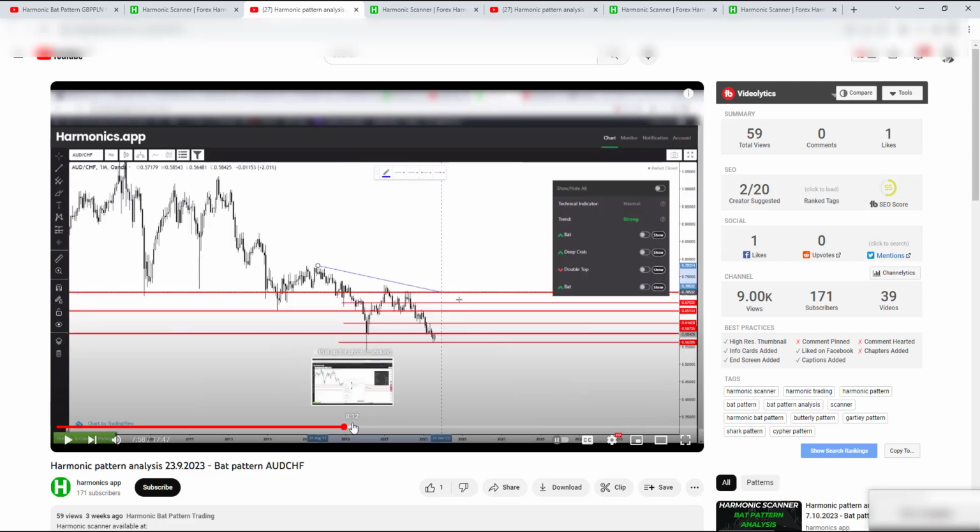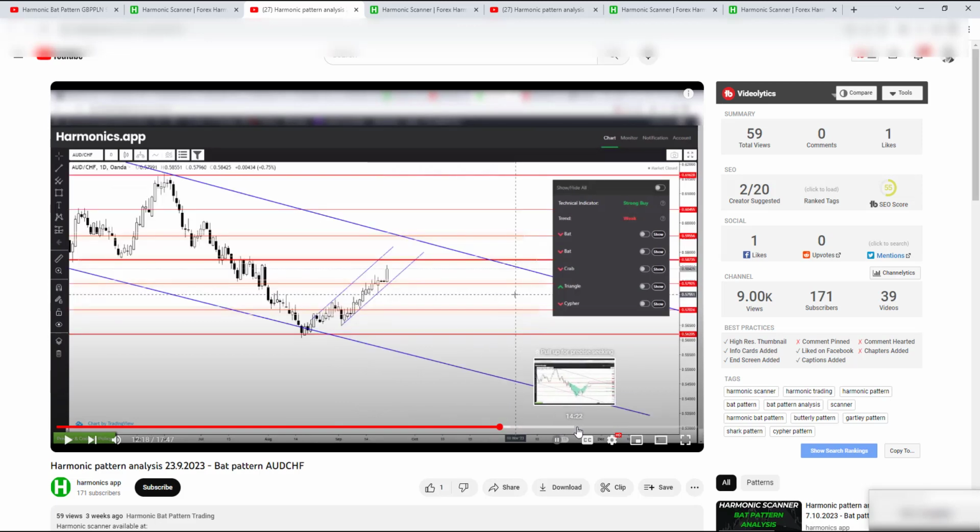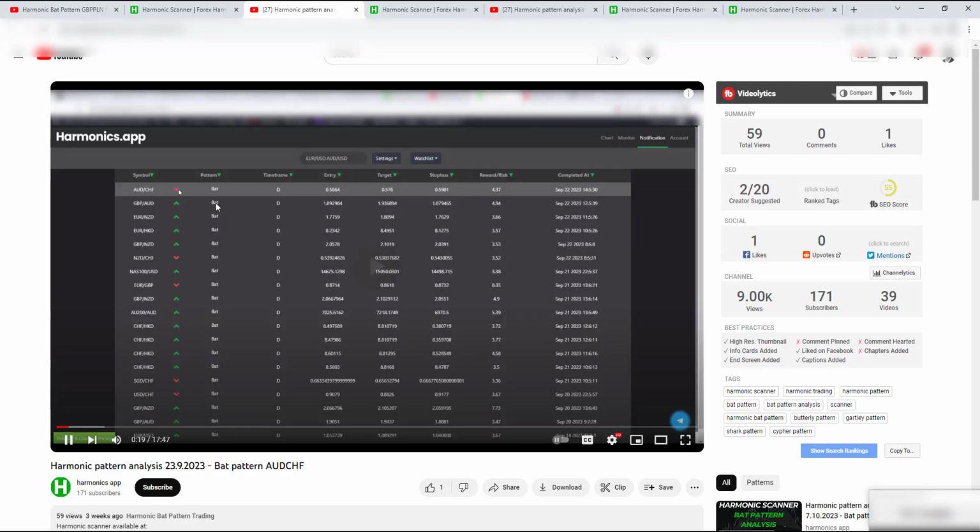Just a minute, let's find the video. Just a second, here it is. Let's see, just a minute, it will be at the start. Australian dollar, here it is, it will be 4.37. So the risk to reward ratio was very good in this case. So if you have traded this one, you could also make a lot of money.